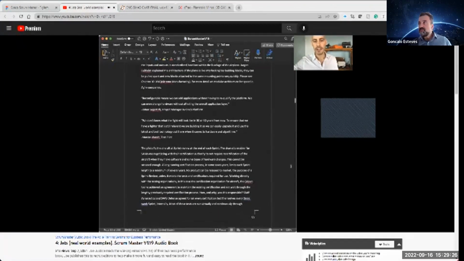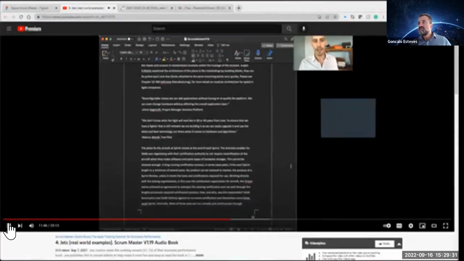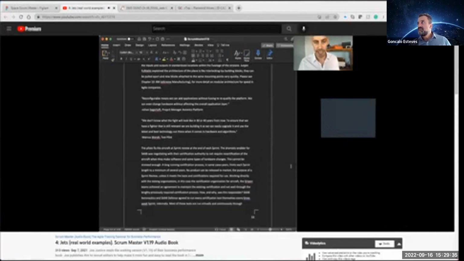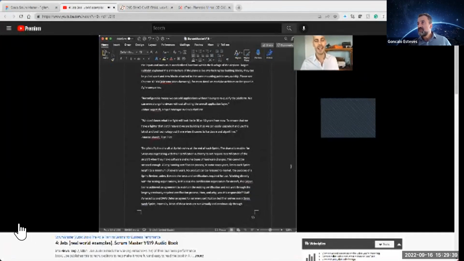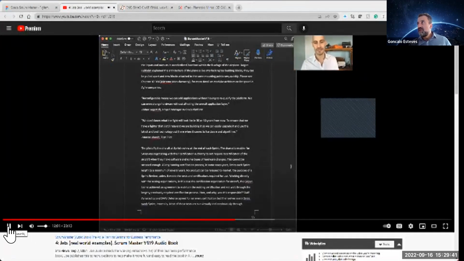The pilots fly the aircraft at sprint review at the end of each sprint. The dramatic enabler for Saab was negotiating with their certification authority to not require recertification of the aircraft when they make software and some types of hardware changes. This cannot be stressed enough. A long-running certification process, in some cases years, limits each sprint length to a minimum of several years.